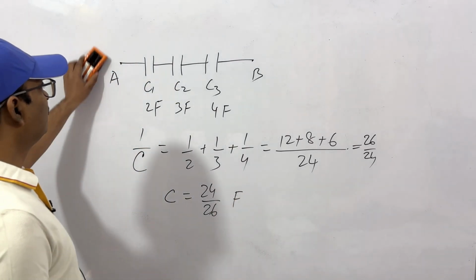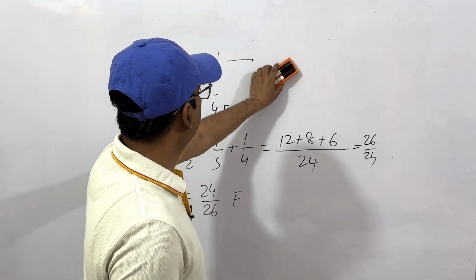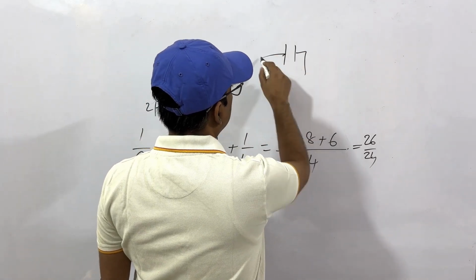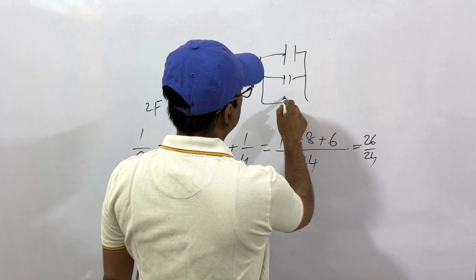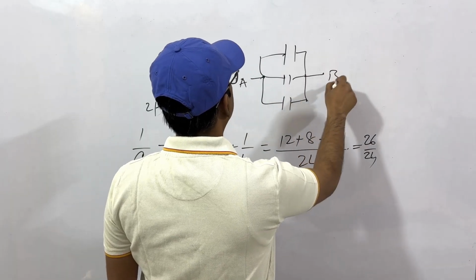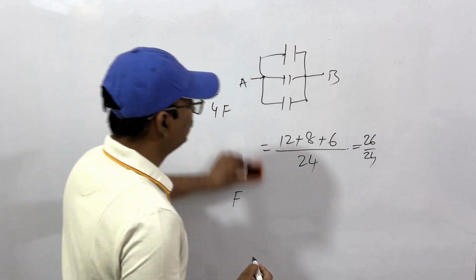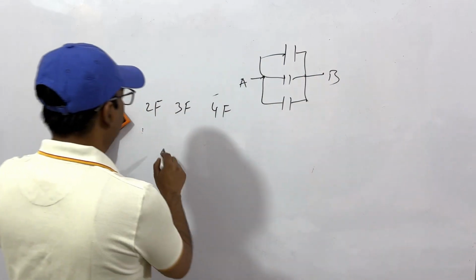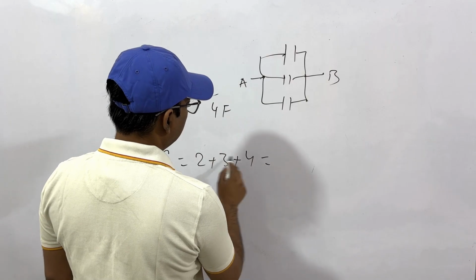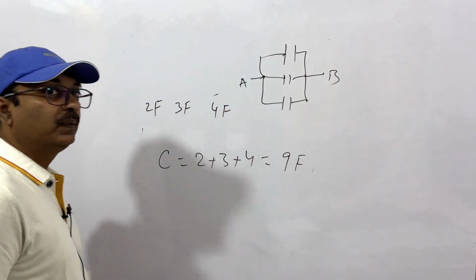Okay, now let's say the same are connected in parallel, that is like this. This is A, this is B. Then you know the equivalent capacitance C will be just 2 plus 3 plus 4. That is 9 farads. Okay.